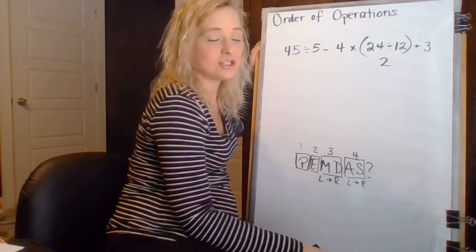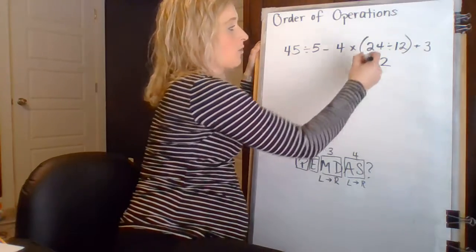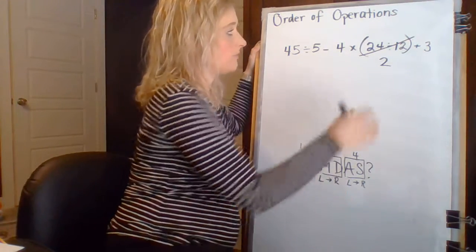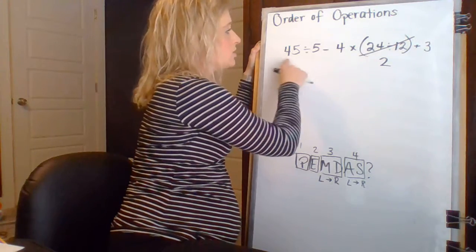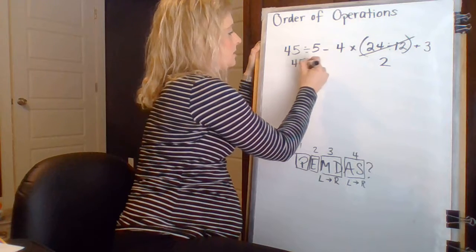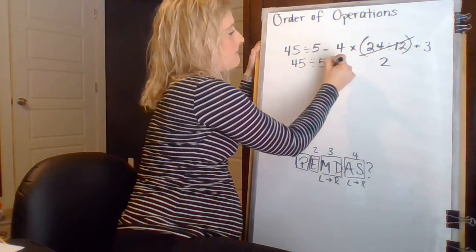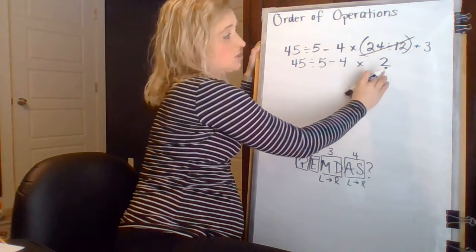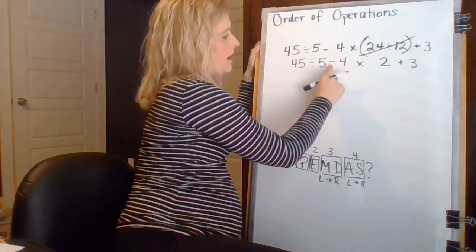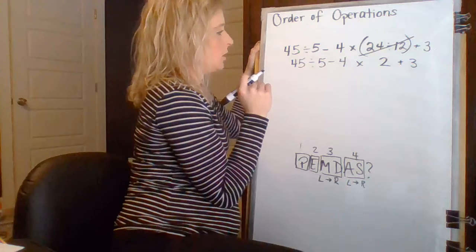So my suggestion to you is cross out what you've already solved. We've done 24 divided by 12. That shows you what you have remaining to solve. So 45 divided by 5 minus 4 times just the 2 now, because we solved the parentheses, plus 3. Now I have 4 more steps to do.